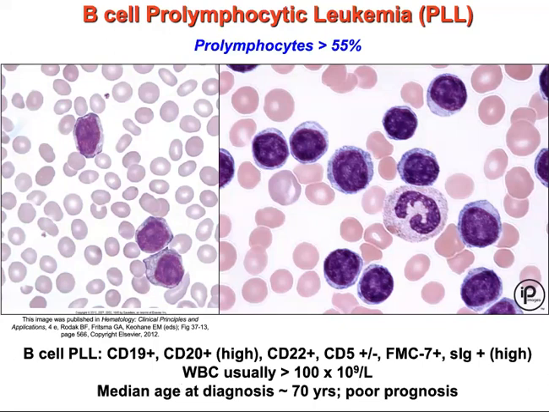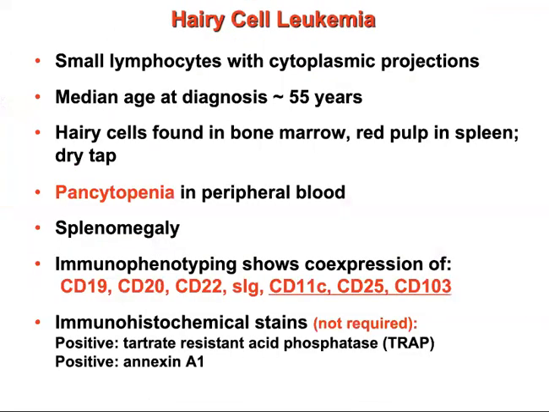All right, the next one is hairy cell leukemia. This is another one of the mature lymphoid neoplasms that we evaluate. In hairy cell leukemia, there are small B lymphocytes with abundant cytoplasm and fine cytoplasmic projections. I'll show you the picture in the next slide. The median age of diagnosis is approximately 55 years.